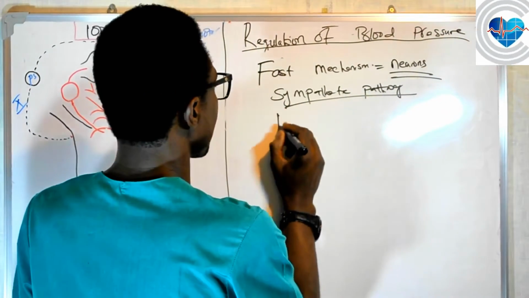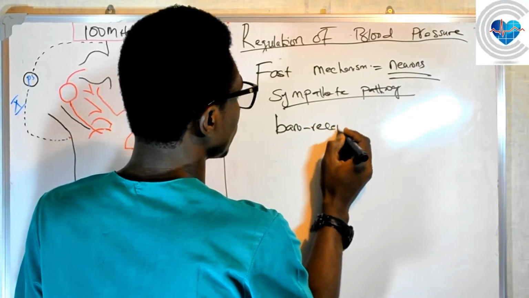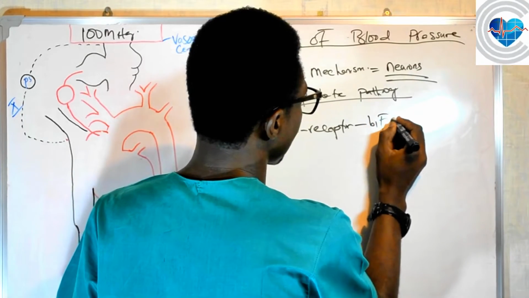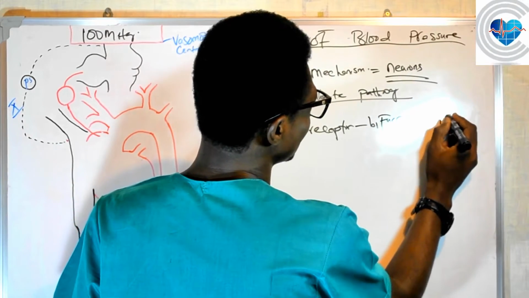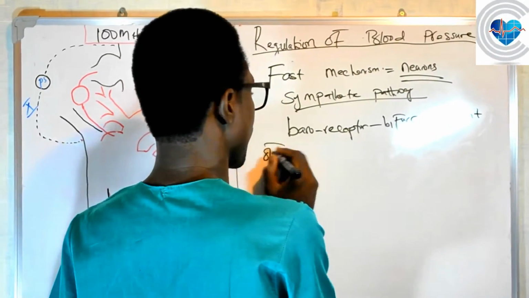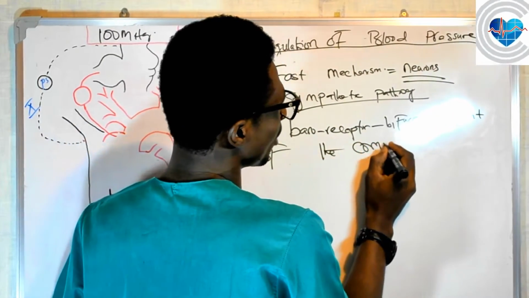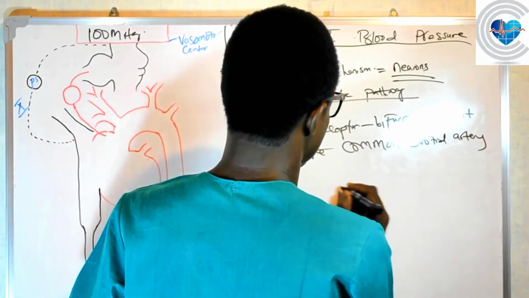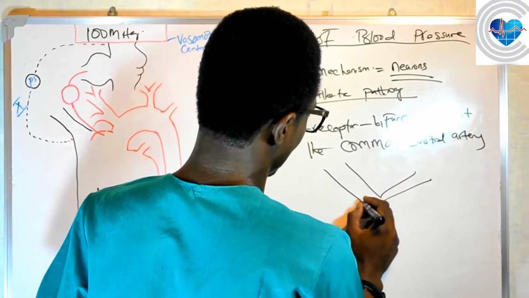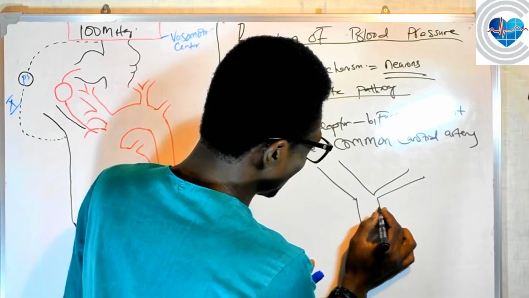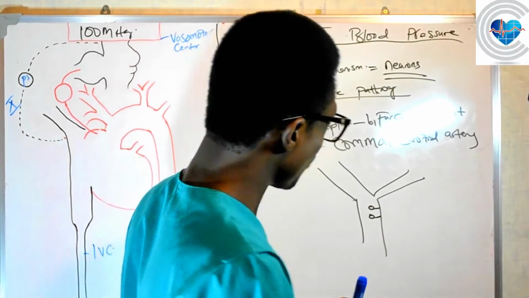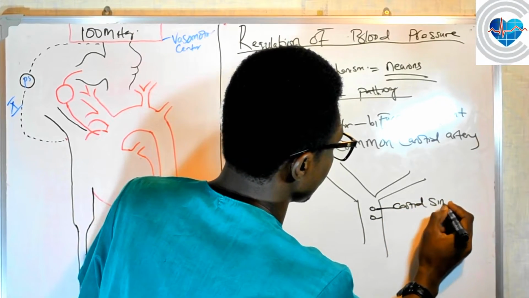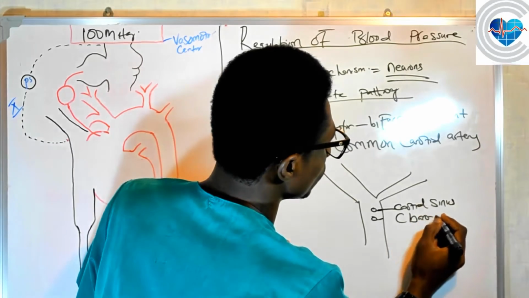So invariably, what we are saying is that these baroreceptors, let me write it down, baroreceptors, which are found at the bifurcation point of the common carotid artery, something like that. They are here. These are called carotid sinuses. We can just call them baroreceptors.